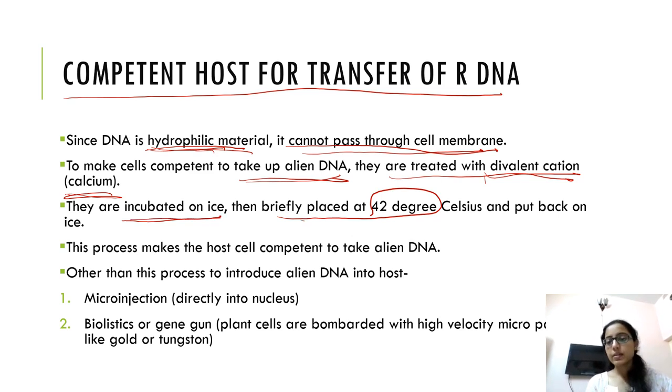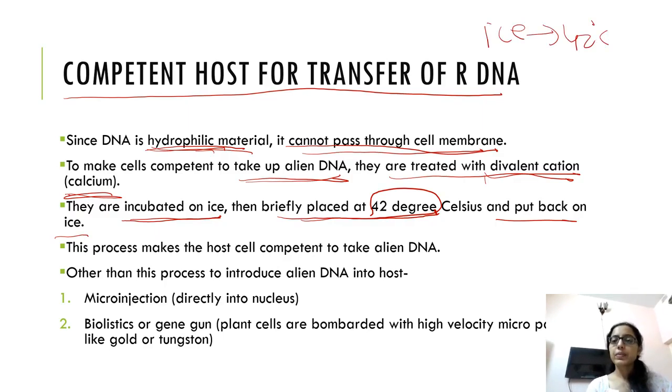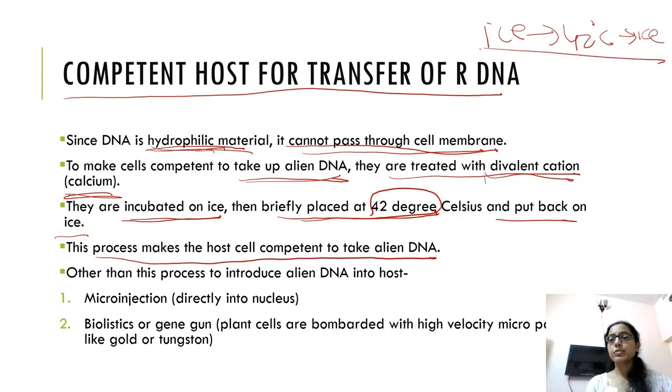Incubation on ice, then again incubation at 42 degrees, then put back on ice. So you can remember: ice, to 42 degrees Celsius, again to ice. This treatment makes the host cell competent to take up alien DNA, so that it can be easily entered into the host cell.